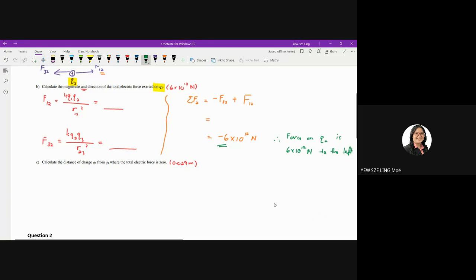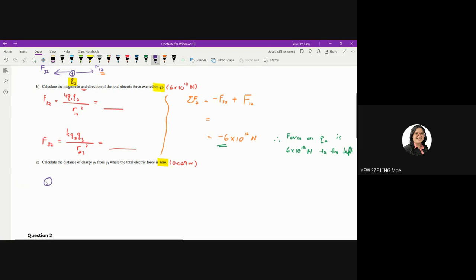Alright, now question C. Question C is the one that we tried in example 4. It asks you to determine the position of Q2 from Q1 if the total force is 0. So again, we are still going to use the same diagram.